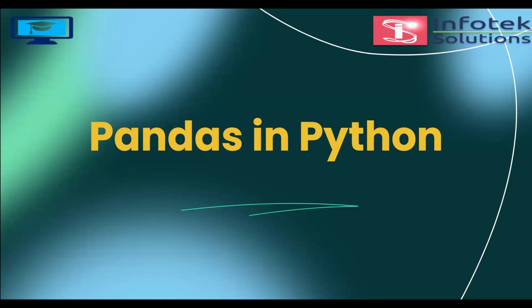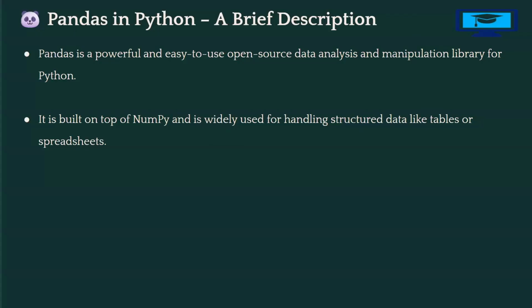So first, let's understand Pandas. What is Pandas in Python? Pandas is a powerful and easy to use open source data analysis and manipulation library for Python. So this is a library that we use for analyzing data, basically a large amount of data. We use Pandas for manipulating data too, like if we want to add something, or in case we want to remove something from our data. So whatever changes you want to make, Pandas will help us do.